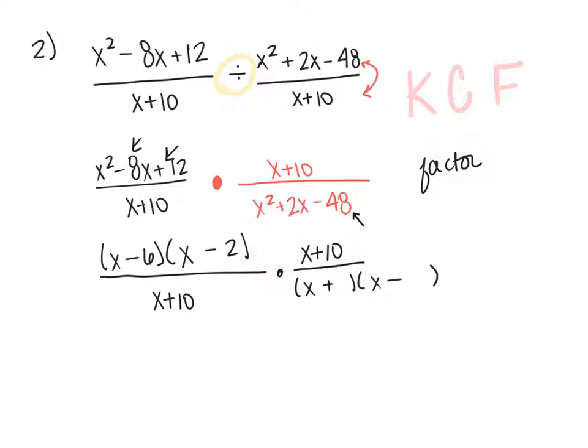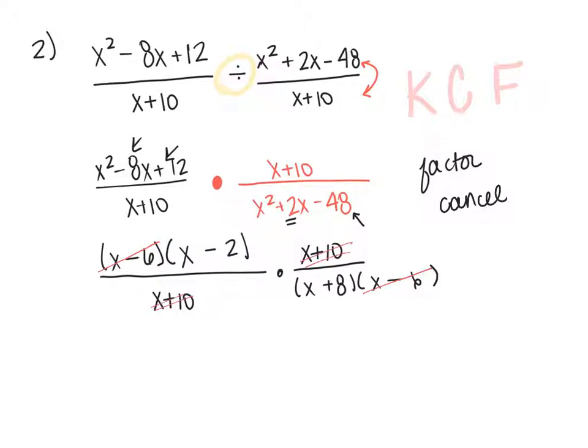Now I need to figure out which one's going to be positive, which one's going to be negative. The positive number is going to be the bigger number. Because that b is positive, I need 8 to be positive, 6 to be negative. Now I'm ready to cancel. Because I factored, now I can cancel. So I look for things that will cancel. x minus 6 will cancel, and x plus 10.